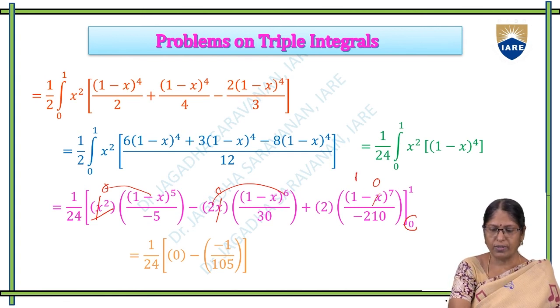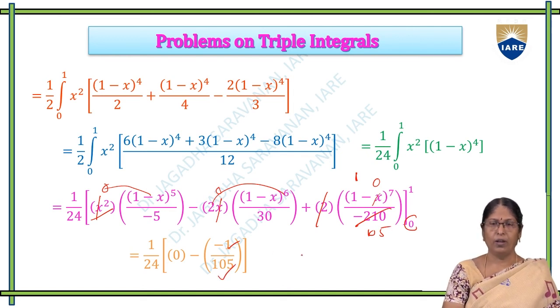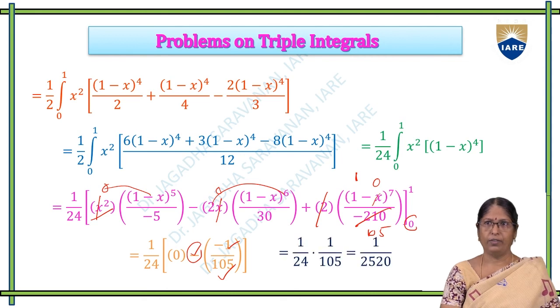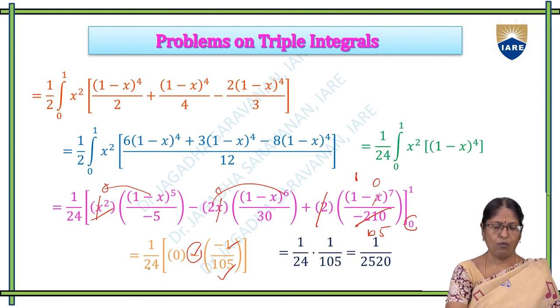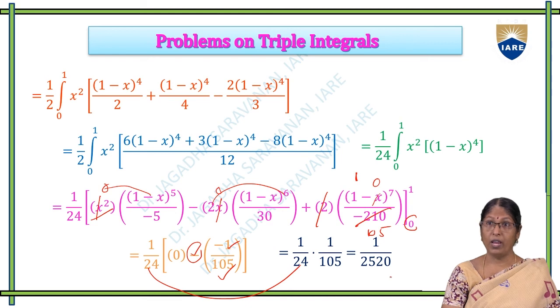This position is becoming the value 1. Here we can see it, this 2 we can cut. It is becoming 105. Minus 1 by 105 we are getting. Already a minus sign is there, this is regarding our limit formula sign. The final result is 1 by 24 into 1 by 105. So the final answer we obtained is 1 by 2520.